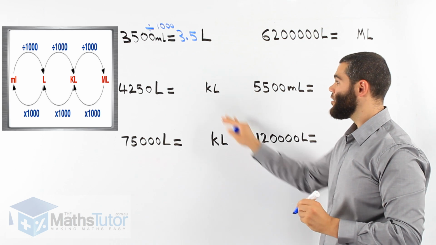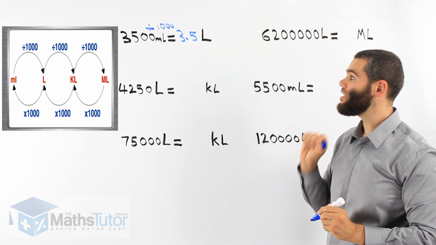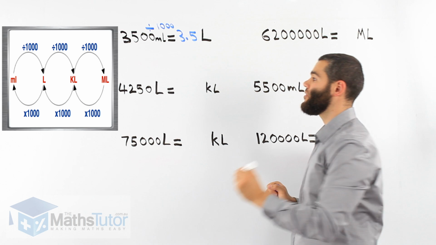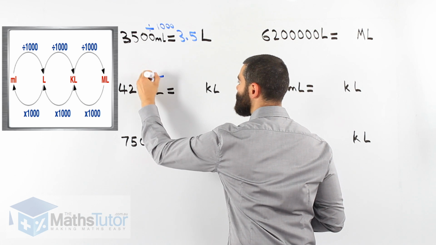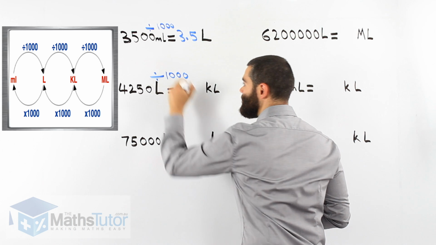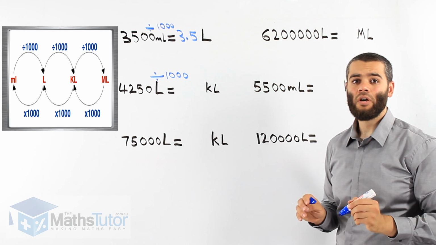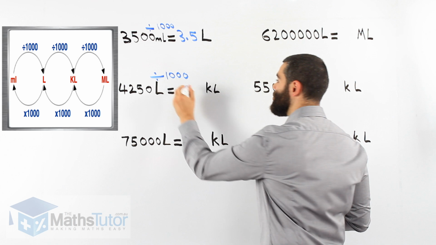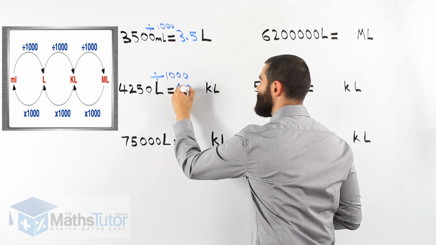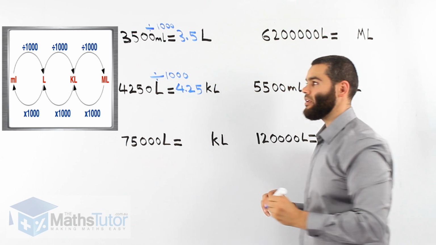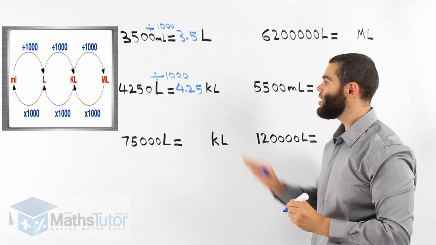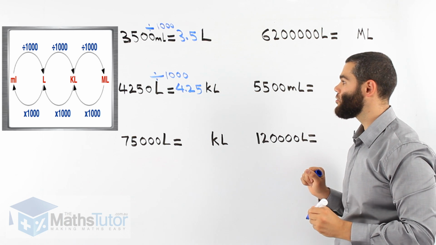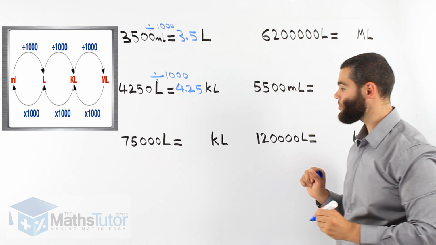4,250 litres to kilolitres. So we look at litres. From litres to kilolitres, we divide by 1,000 once again. 4,250 litres is 4.25 kilolitres. 4,250 divided by 1,000, 4.25 kilolitres.